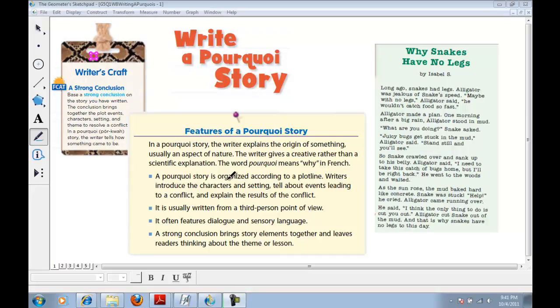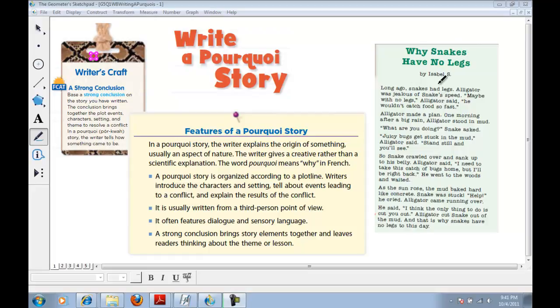Writers introduce the characters and setting, tell about the events leading up to a conflict, and then explain the results of the conflict. And it's usually written from a third-person point of view, which means an outsider looking in. It often features dialogue and sensory language, and a strong conclusion brings story elements together and leaves readers thinking about the theme or lesson. Now let's take a look at this pourquoi story, written by Isabel S. It's called Why Snakes Have No Legs.